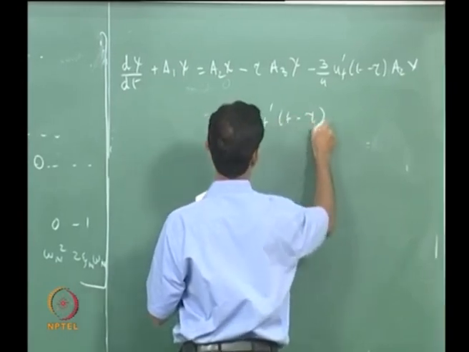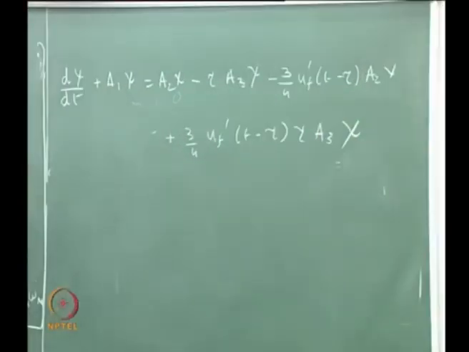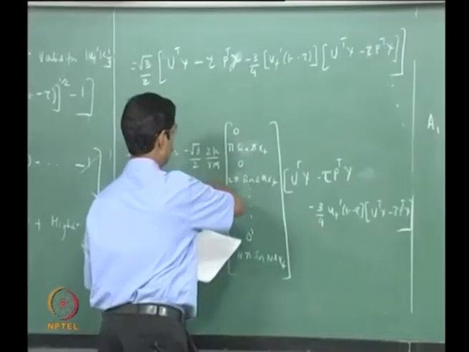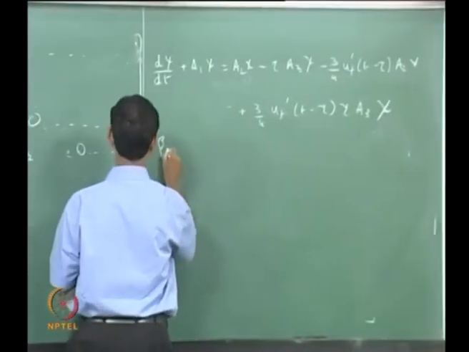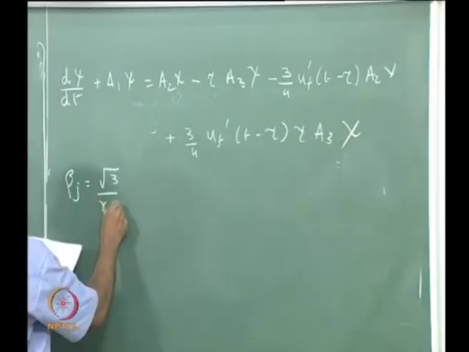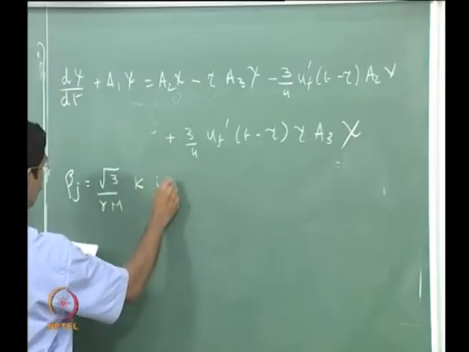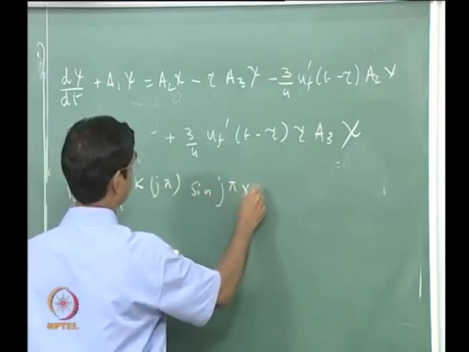So this is the plan. To get this, we need something to call these terms. So we will define a new variable, a parameter, beta j, which is root 3 over gamma m k j pi times sin j pi xf.